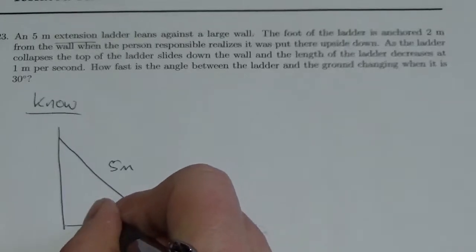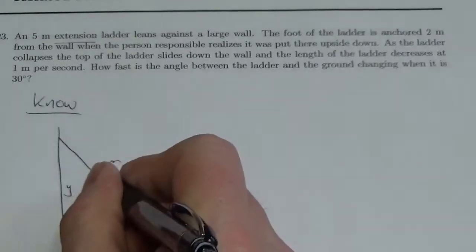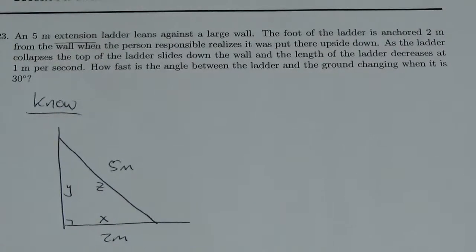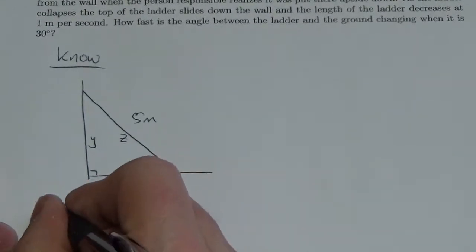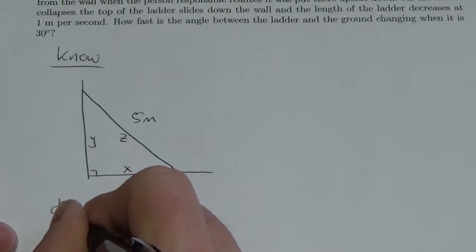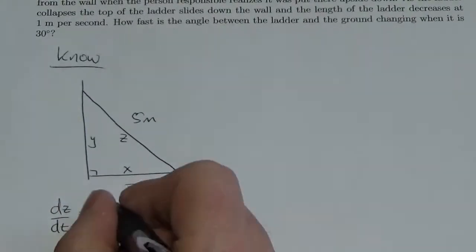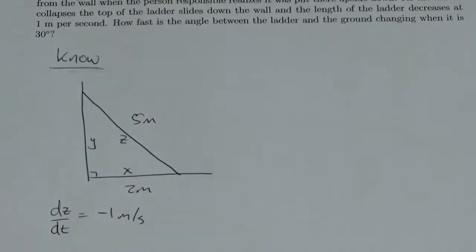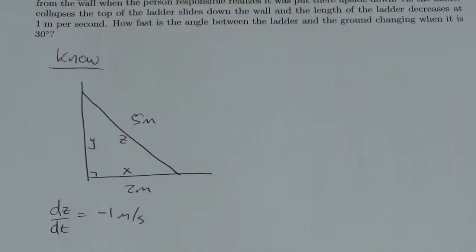Let's call the different sides of the triangle here x, y, and z respectively. What we've just been told is that the ladder is changing length. So dz by dt is going to be -1 meter per second, negative because it's getting smaller here.